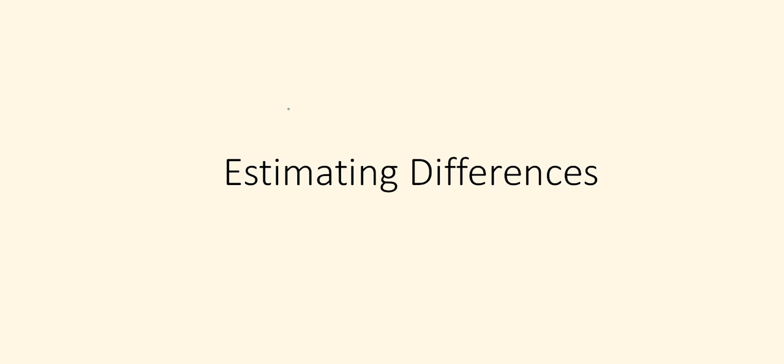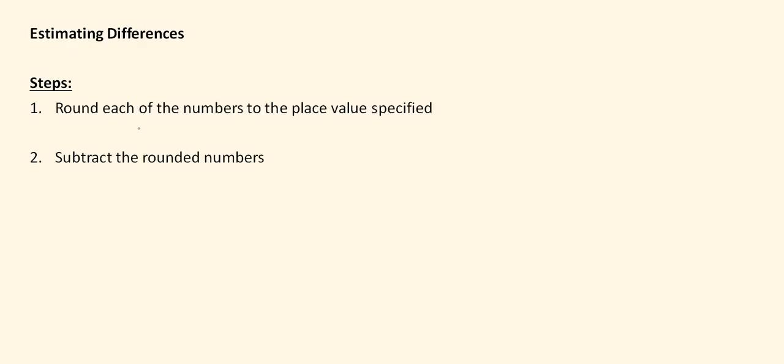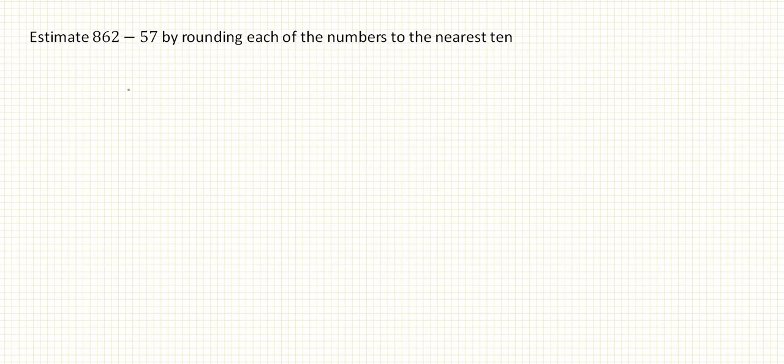Alright, let's learn how to estimate differences. We're going to outline steps that we will follow to estimate differences, and then we're going to use those steps to estimate some examples. So the first thing you're going to do is to round each of the numbers to the place value specified, and then we subtract the rounded numbers. So estimate 862 minus 57 by rounding each of the numbers to the nearest 10.